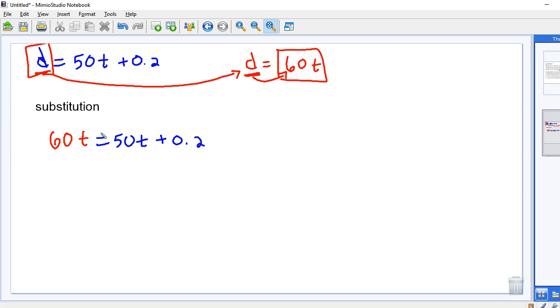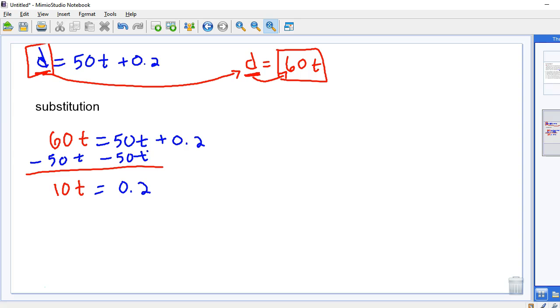Well, I have a t on both sides, so I want to get rid of the t on this side because I've got numbers over here, and I want to move it over here. So I'm going to subtract 50t. And if I subtract it from one side, I have to subtract from the other. Subtract 50t, and I end up with, well, what's 60 minus 50? That's going to be 10t, and that equals 0.2.